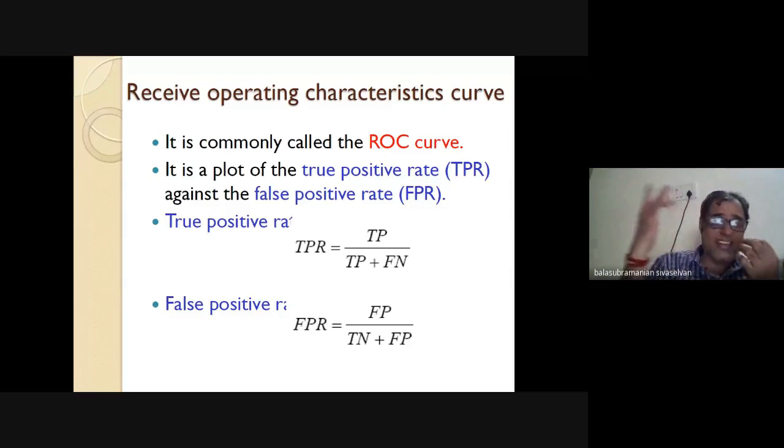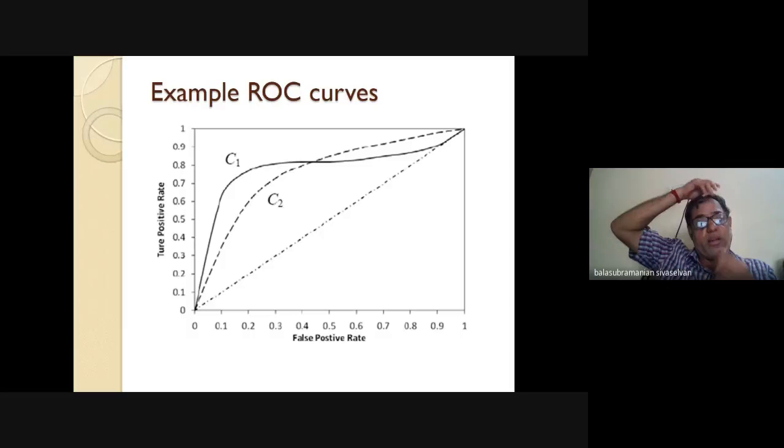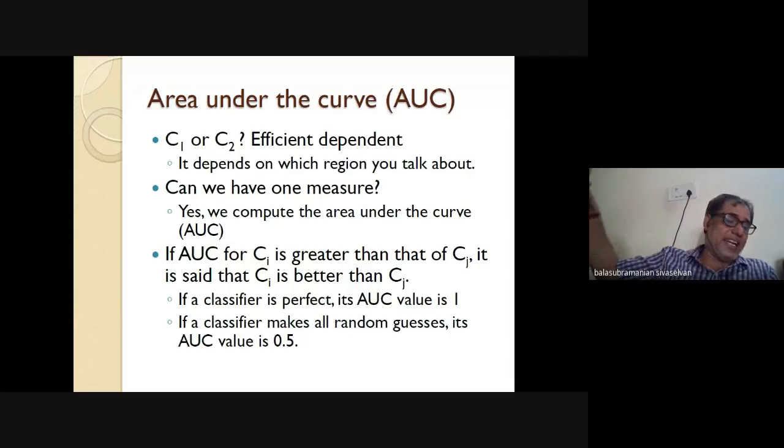I think the literature is too deep here. You can compute the area under the curve. Next slide. Sensitivity is the same as true positive rate. Specificity is also called the true negative rate. Many more measures are there. I'll stop here. Next slide. Whatever I told in theory, you can plot it and then measure the area under the curve. All this can be done.